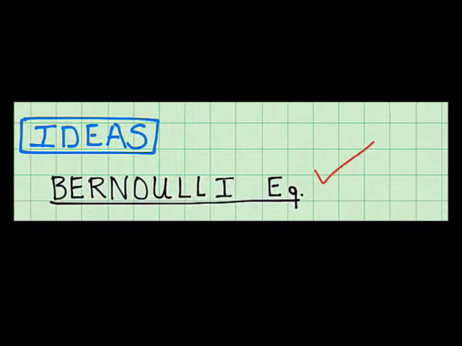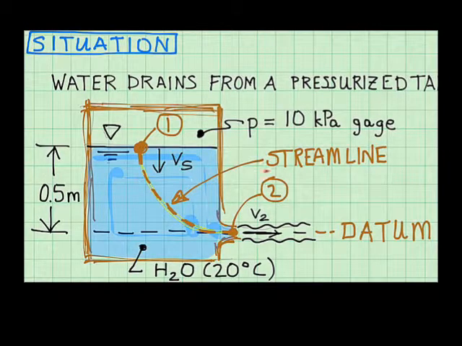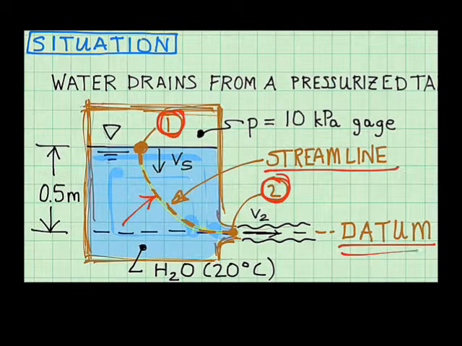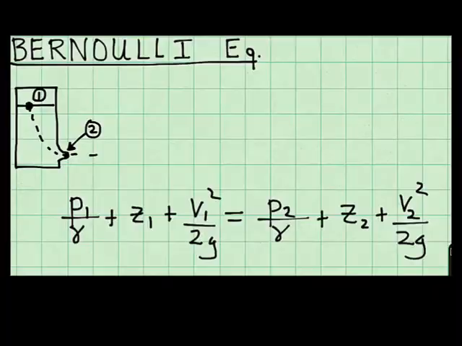Thus, I'll next go back and modify my situation diagram. I sketched my streamline, shown by this dotted line here. I labeled points 1 and point 2, and I labeled the datum at the elevation of point 2. Now I've written down the Bernoulli equation and made a sketch so you can see what's going on.